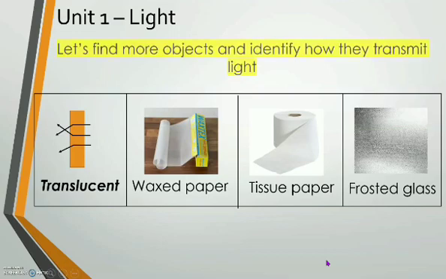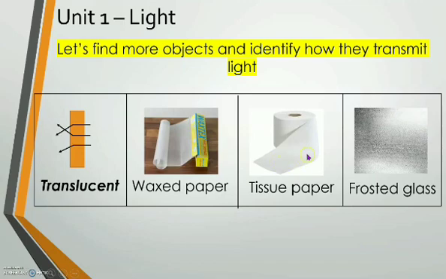Okay, next one. Everybody, translucent. Very good. Translucent, some of the light does not go through. It bends. Example, waxed paper. You cannot see through it clearly, because some of the light cannot go through.